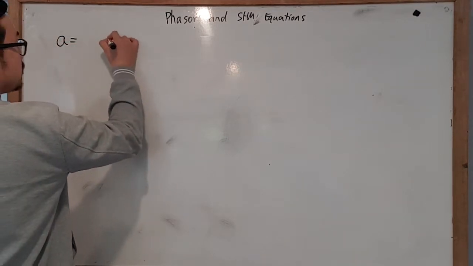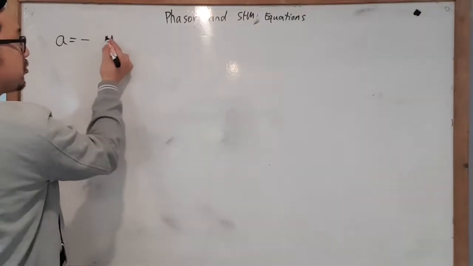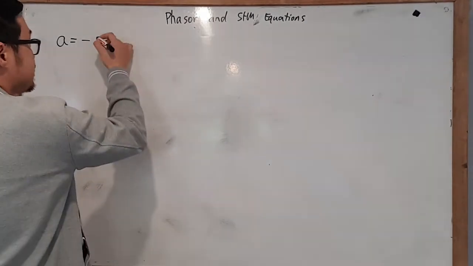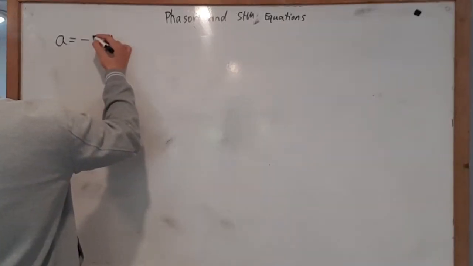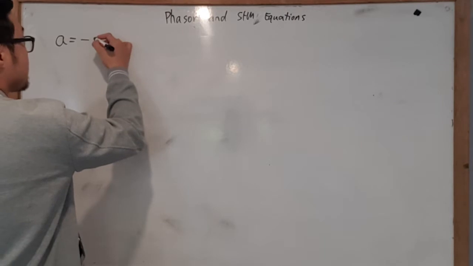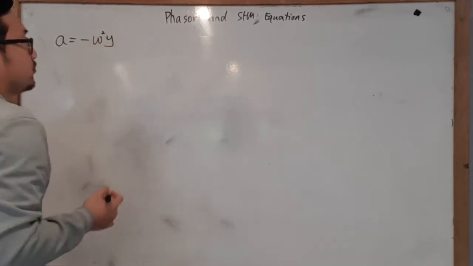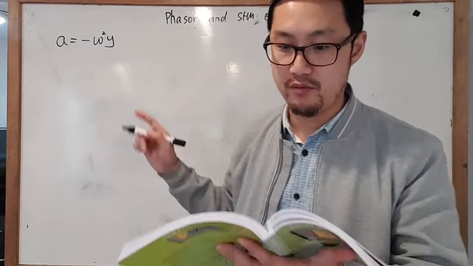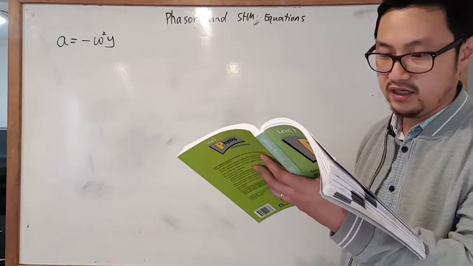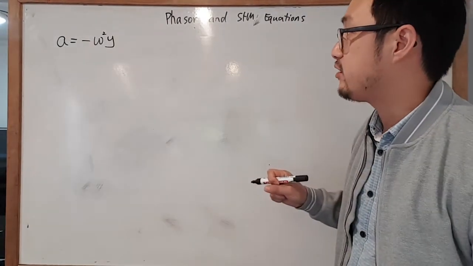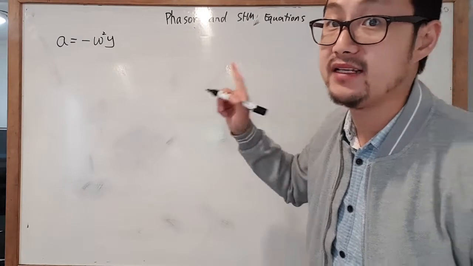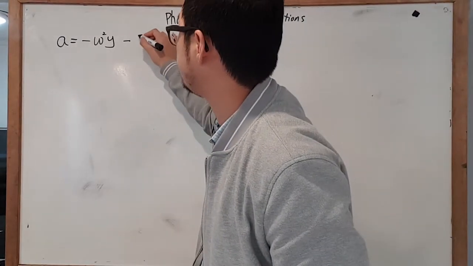Basically, long story short, what we know first is the simple harmonic motion definition: acceleration is proportional to negative y, right? It's proportional to y and acts in the negative direction. And what is the proportionality? The proportionality is omega squared. So we have the equation a equals negative omega squared y, and that is defining simple harmonic motion, okay?